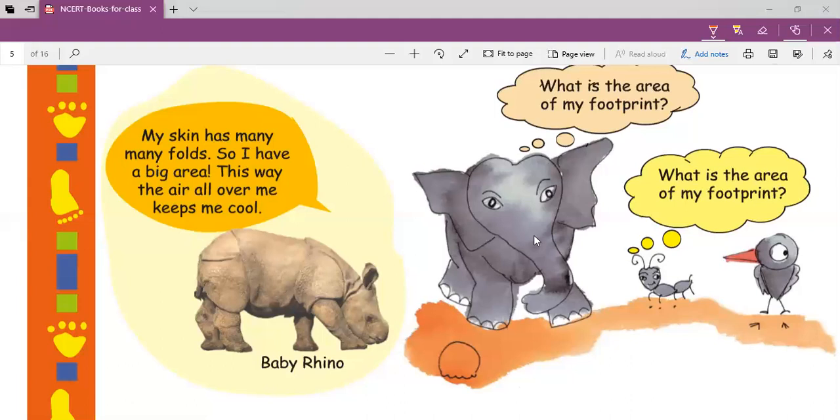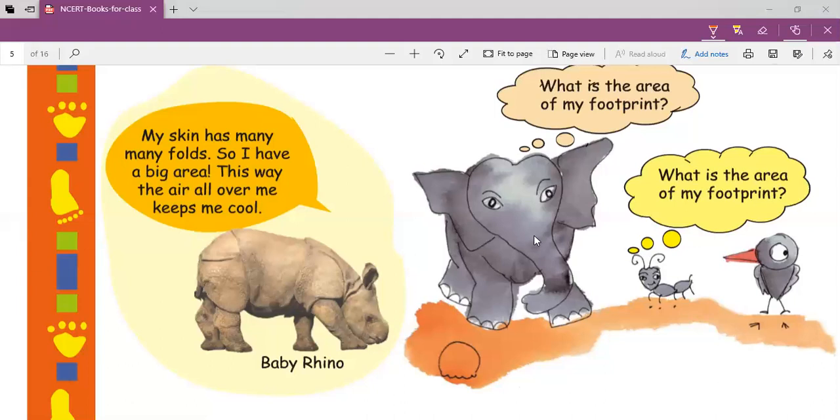So we can't go to the elephant and see. Better to draw the baby elephant's foot on a square grid and try to find that area. It will be easy for you. Draw the foot of that baby elephant, and then find the area. Next, the ant is also saying something.